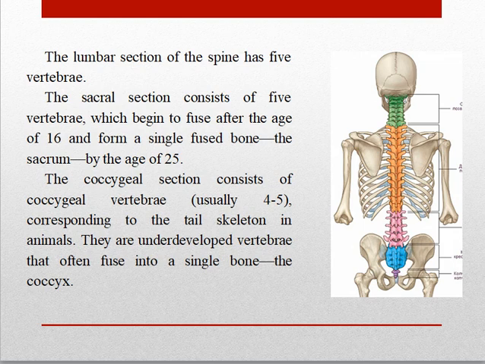The sacral section consists of 5 vertebrae, which begin to fuse after the age of 16 and form a single fused bone, the sacrum, by the age of 25. The coccygeal section consists of coccygeal vertebrae, usually 4 or 5, corresponding to the tail skeleton in animals. They are underdeveloped vertebrae that often fuse into a single bone, the coccyx.